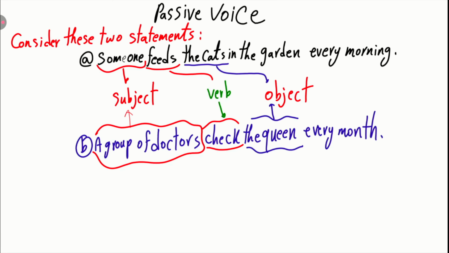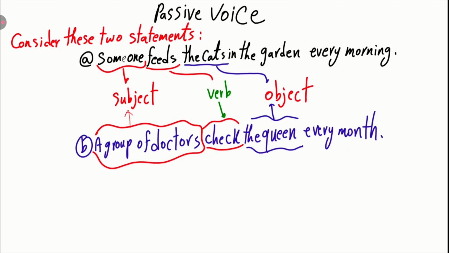Again my friends, we have finished talking about the most important tenses that we could use in our speaking, and today we are going to use these tenses in a new piece of grammar which is called the passive voice. So, consider these two statements. The first one is, someone feeds the cats in the garden every morning. The second sentence is, a group of doctors check the queen every month.